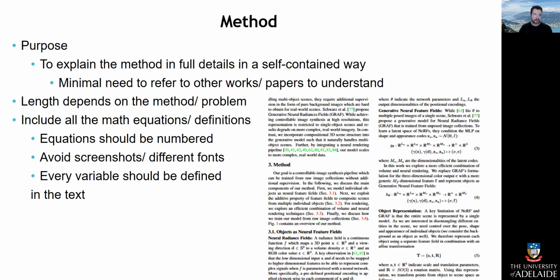Moving to the methods section, you need to explain your method in full detail, in a self-contained way. The method should have enough details that the reader doesn't need to read other papers or other works in order to understand what you're proposing here. In terms of length, it really depends on what your problem is and what your method is. Sometimes it's two full columns. Sometimes it's more than that.